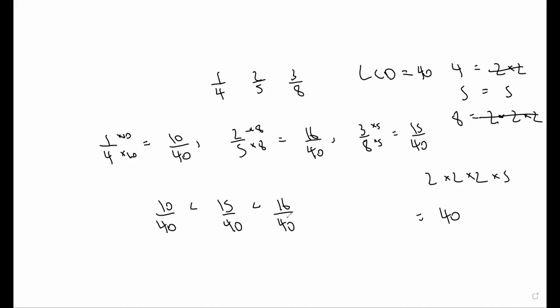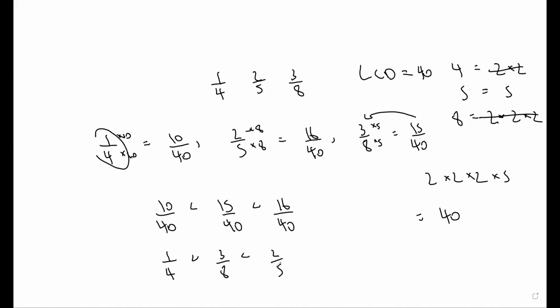So there you go. In this case, I would rewrite it in terms of its original fractions. So let's do that, because 10/40 was 1/4, and that's less than 15/40, which is 3/8, and that's less than the last one, 16/40, which was 2/5. So good, 1/4 is less than 3/8, and that's less than 2/5. Good. So that's how you compare fractions.